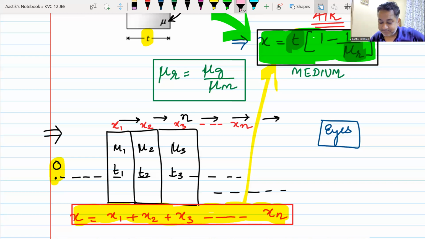What do you mean by optical path? Yes? Passing through optical path, I don't understand. Optical axis. Axis, no, they have got nothing to do with axis.